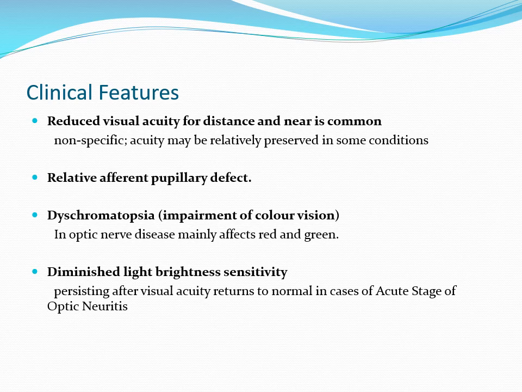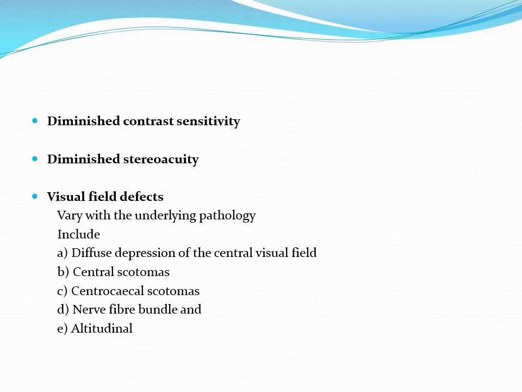Again, there will be diminished light brightness sensitivity, which persists even after acuity returns to normal, which is known as brightness sensitivity affected by the optic neuritis. Diminished contrast sensitivity. Contrast sensitivity is again an important parameter of vision. So optic nerve diseases present with diminished contrast sensitivity. They present with diminished stereo acuity and they present with very specific field defects.